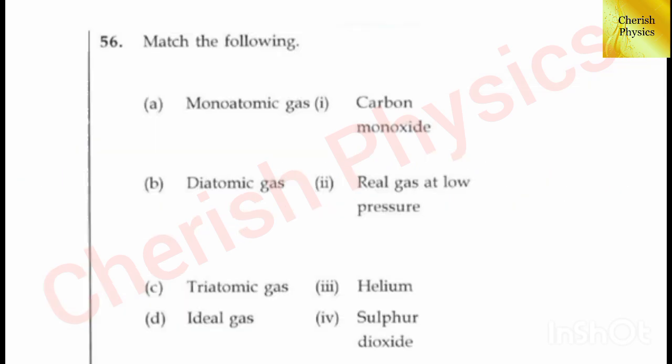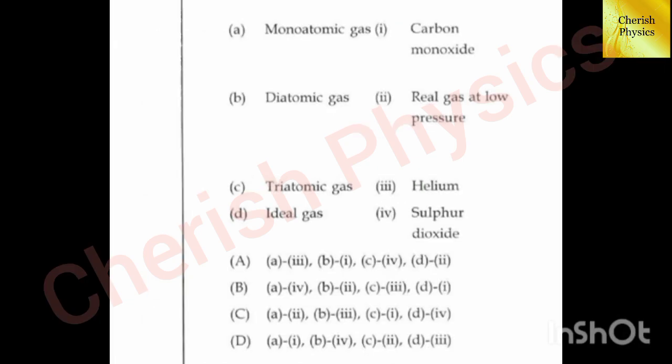Sixth question. Match the following. First one, monoatomic gas is helium. Second one, diatomic gas is carbon monoxide. Third one, triatomic gas is sulfur dioxide. Fourth one, ideal gas, which is the real gas at low pressure. Hence, the answer is option A.